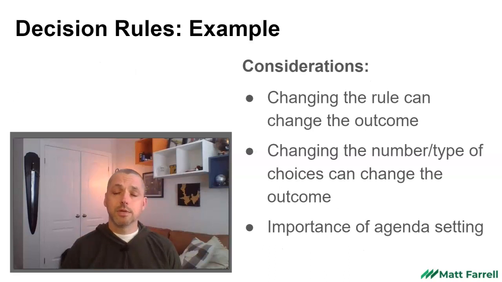So just to recap, these are important considerations when analyzing democratic decision making. When you change the rules, you can change the outcome. And also, changing the number of choices or the types of choices can also be definitive. That can help influence the outcome as well. Really important is the agenda setting function. If you're the person that gets to control what is voted on, you can really influence the outcome.